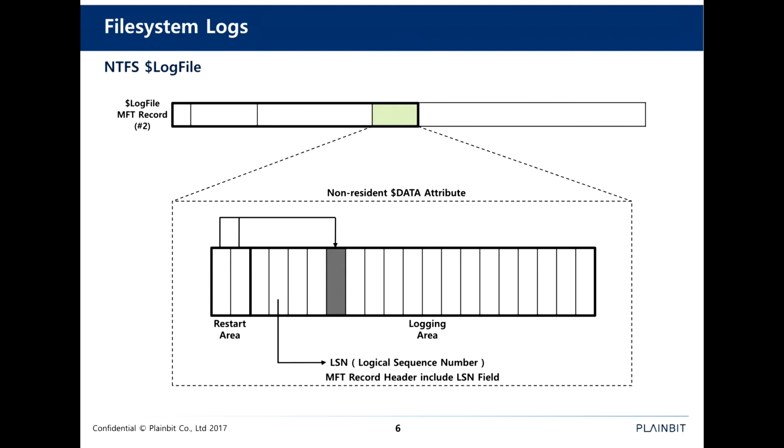The following is a graphic representation of the approximate structure of $LogFile. The $data attribute of $LogFile is non-resident, and the area is divided into a restart area and a logging area. Each page consists of 4,096 bytes. The restart area, the first two pages of the file, points to the last working job record. The logging area is where the actual job records are recorded, starting immediately after the restart area, and is divided into a buffer page area and a general page area.